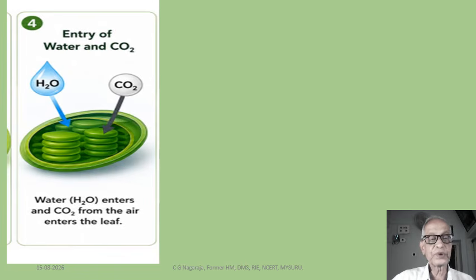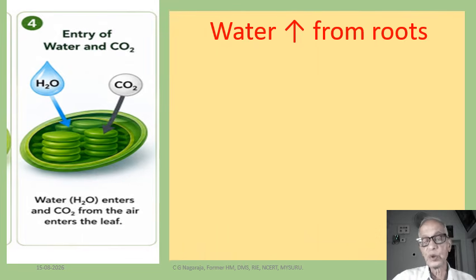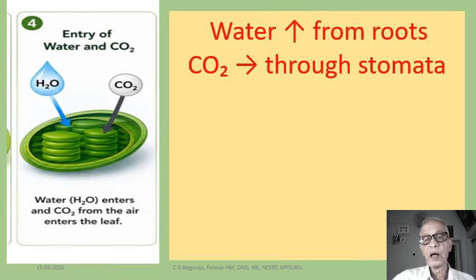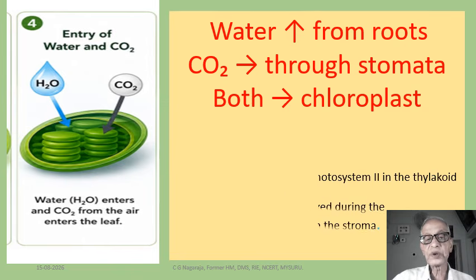Here is a picture showing the grana. Water comes through different parts into the grana. Through stomata of the leaves, carbon dioxide is absorbed, and then water from the roots and carbon dioxide through stomata both get into the chloroplast.